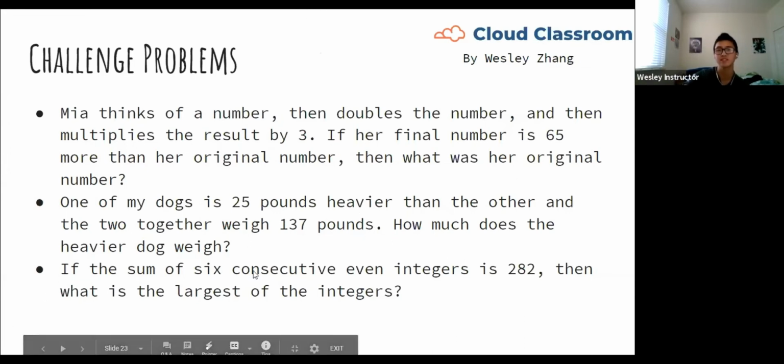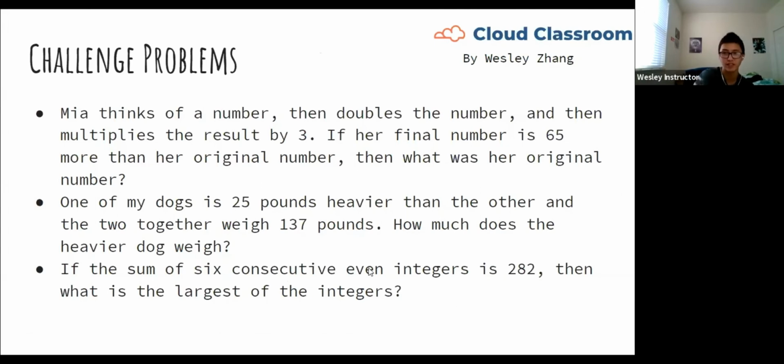All right, if the sum of 6 consecutive even integers is 282, then what is the largest of the integers? Okay, so we have an equation. We actually have a lot of terms. So let's pick a variable for the smallest even integer, n. So we have n, then n plus 2, plus n plus 4, plus n plus 6, plus n plus 8, plus n plus 10. Those are 6 consecutive even integers.